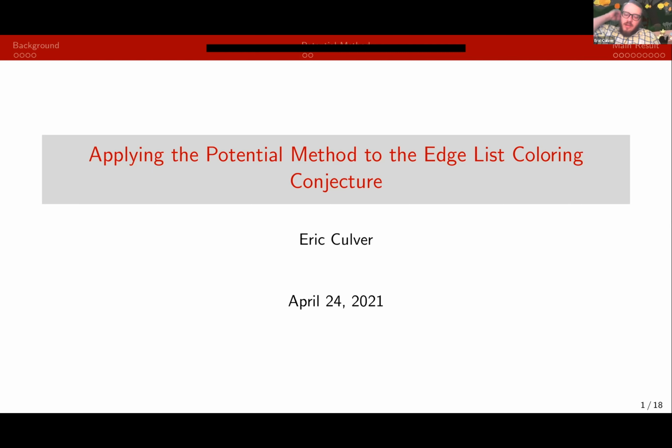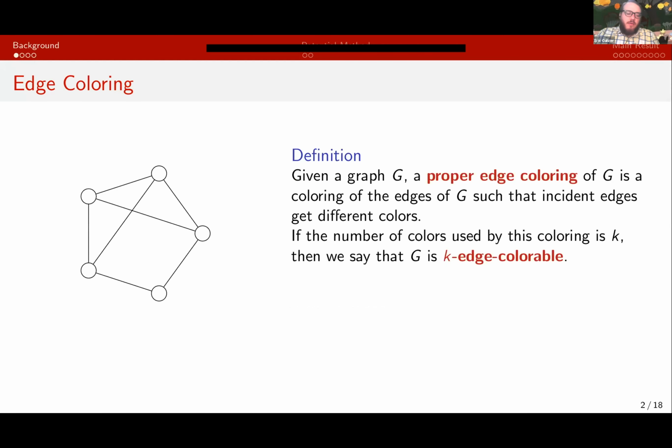Cool. Thank you, everyone, for coming. Let's talk about what the edge list coloring conjecture is to start with. So we are talking about edge coloring a graph. So if you have a graph, a proper edge coloring, usually the word proper gets dropped there, it's implied, is when you assign colors to the edges of a graph such that edges that are incident, that touch one another at one of their endpoints, are given different colors.